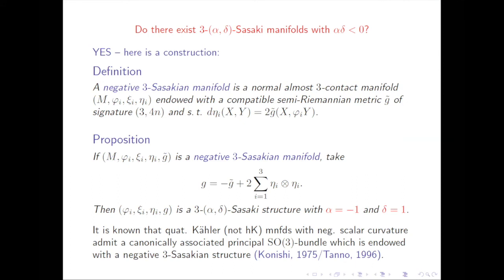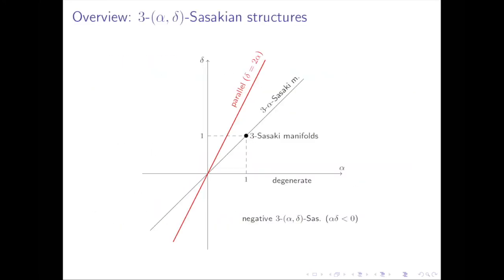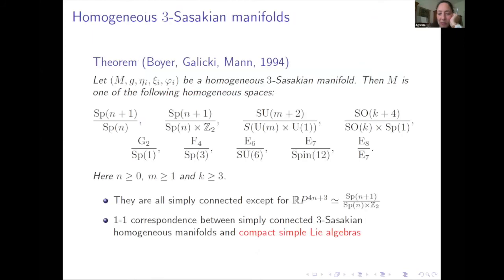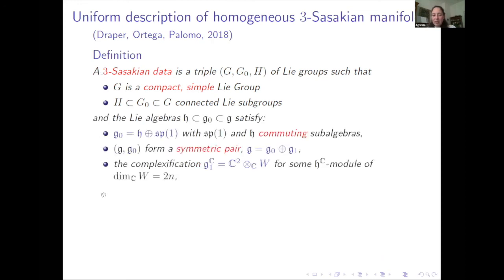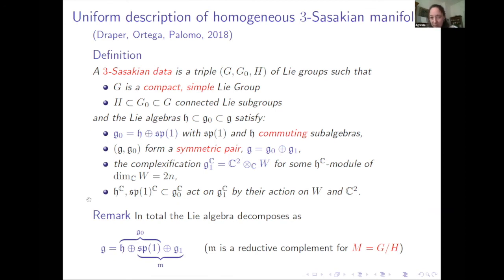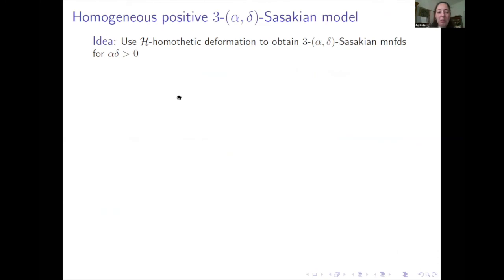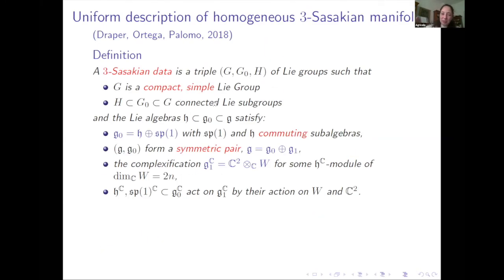Good. And maybe one quick second question. Why do you exclude the real projective space or the sphere S^{4n+3} in the homogeneous case? Because it's not covered by the construction. What Draper, Ortega and Palomo did is they found a setup covering in general all spaces, but it does not fit for projective space. Don't ask me what goes wrong. I think it was connectedness which was the problem here. You can adapt it, but it's made in such a way that it will just cover this one additional case. And it's not very nice.